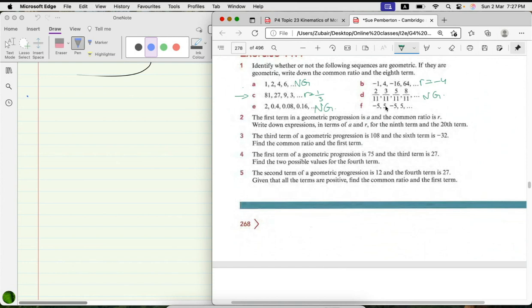Last one. 5 by minus 5 is minus 1. Minus 5 by 5 is minus 1. 5 by minus 5 is minus 1. So the ratio is minus 1.